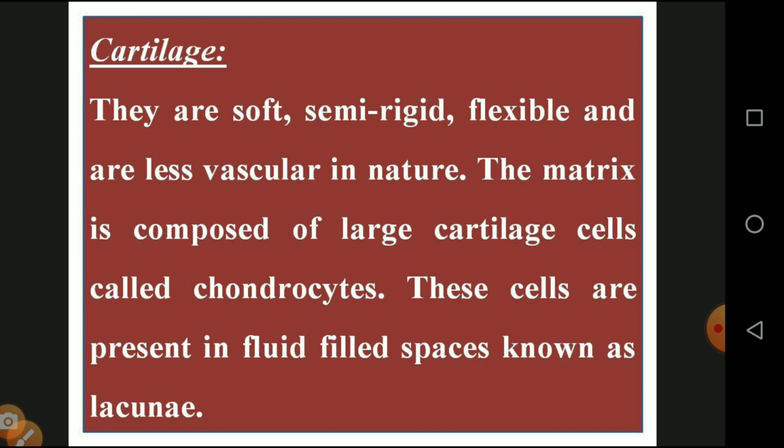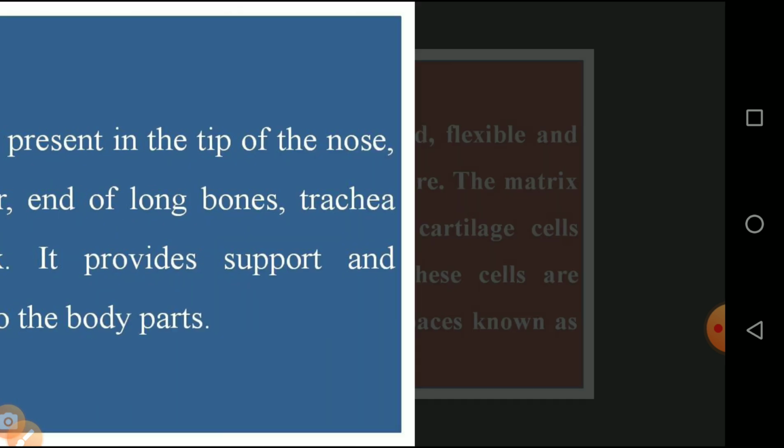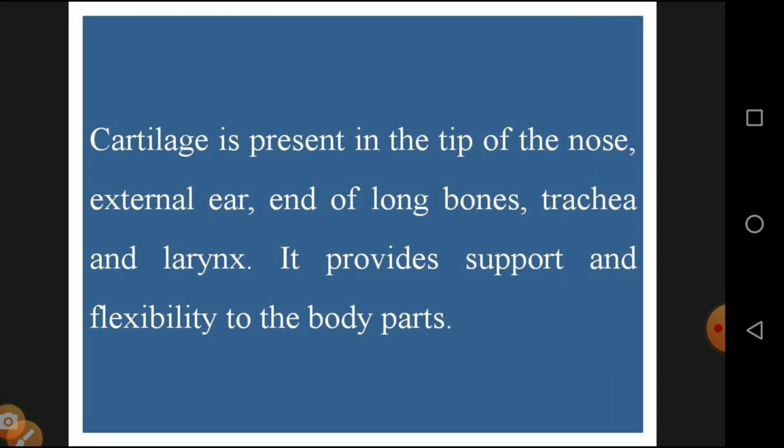So this is the fluid substance located at the bone joint. We see in a chicken leg piece that it is a soft bone because it is made up of cartilage. And the cartilage is present in the tip of the nose, the external end of long bones, the trachea and the larynx, which are available in our body. It provides support and flexibility to our body parts.